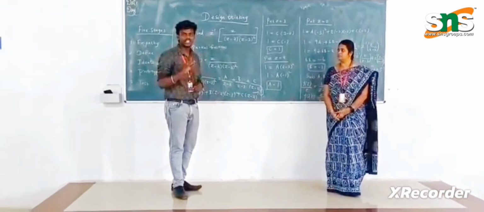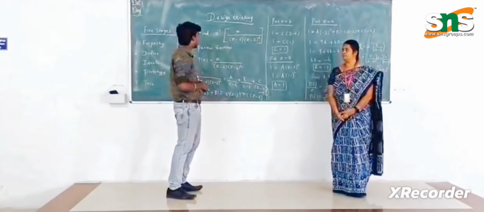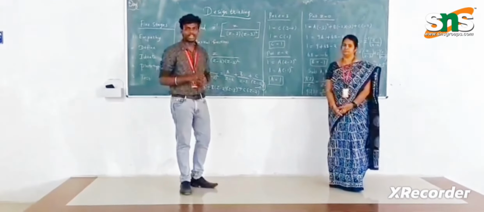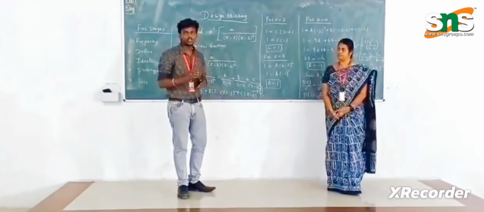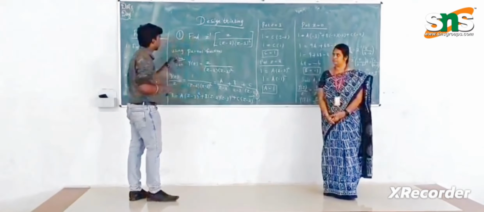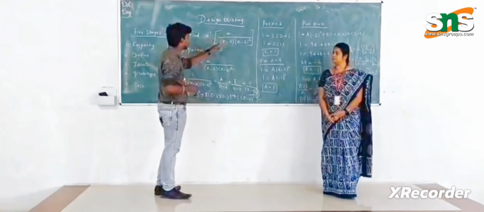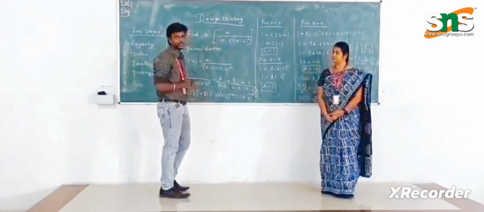Hello guys, we have a clear explanation of empathy. In design thinking, the second stage is define. Define is nothing but the exact problem we need to solve. In this problem, the define stage is: find the inverse Z-transform of z divided by (z minus 2) times (z minus 3) whole square.